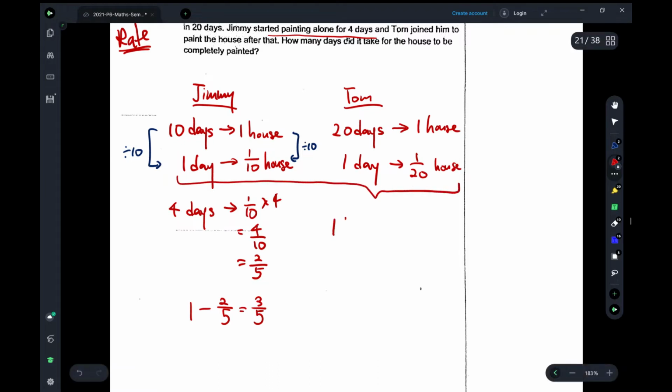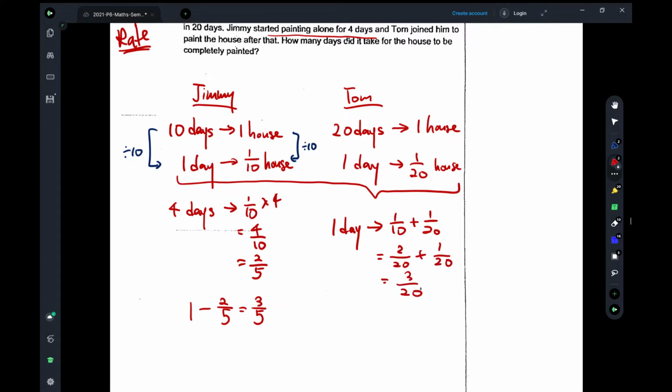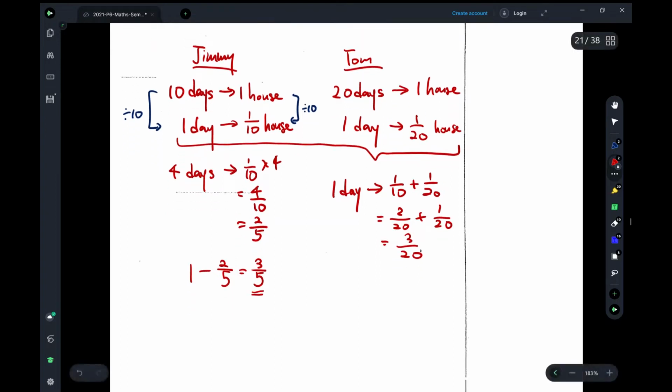So if they work together, in one day there will be 1/10 of the house plus 1/20 of the house. Then the denominator is the same, or you can just use a calculator to help you. Okay, so together for one day, they will paint 3 out of 20 of the house together. They still have to paint a remaining 3/5 of the house. So how many days do they need? I just need to divide.